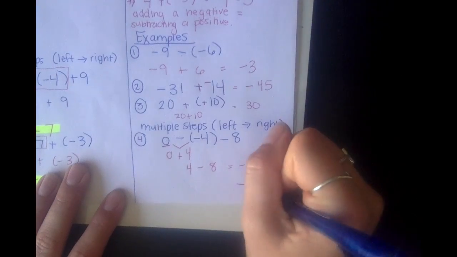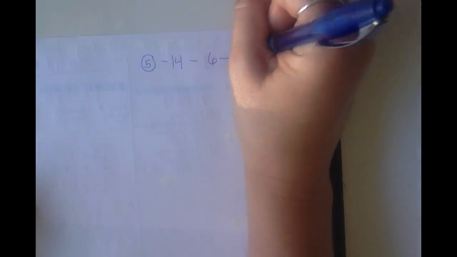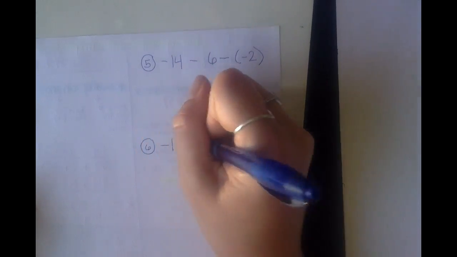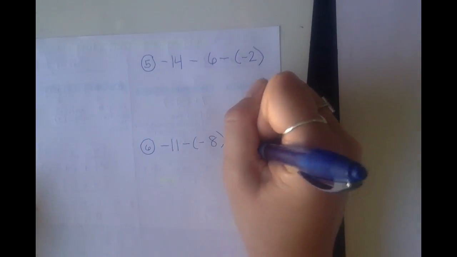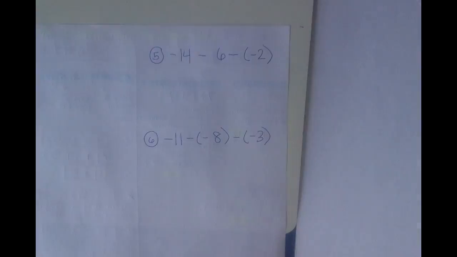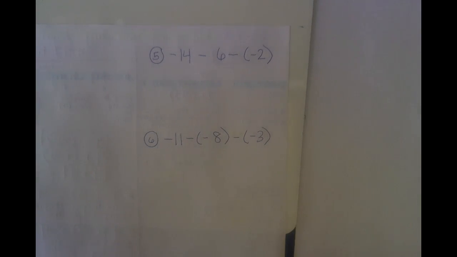I'm running out of room, so I'm just going to flip this to the back really quickly because I have 2 more examples I want you to try. So again, working with subtraction. Example 5, negative 14 minus 6 minus a negative 2, and example 6 is negative 11 minus a negative 8 minus a negative 3. Go ahead and pause this video and try them on your own. And if not, you can unpause it and follow along with me.